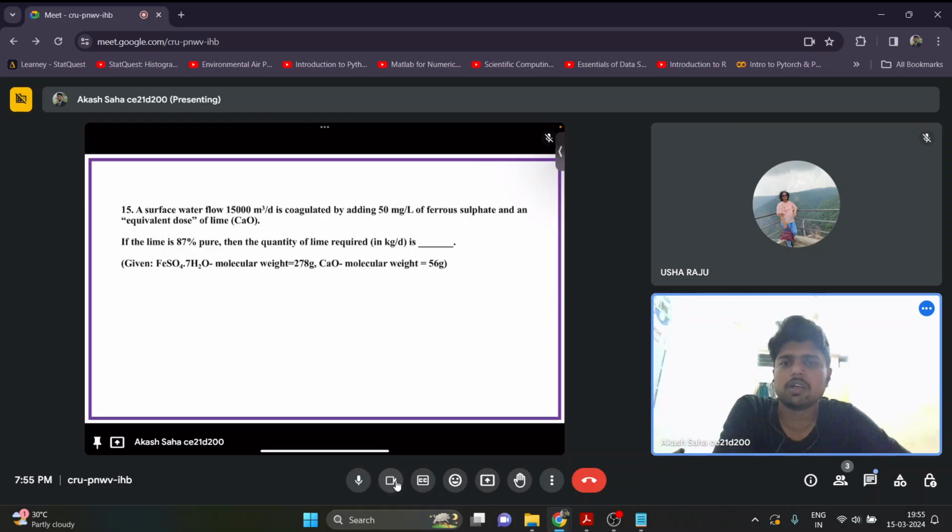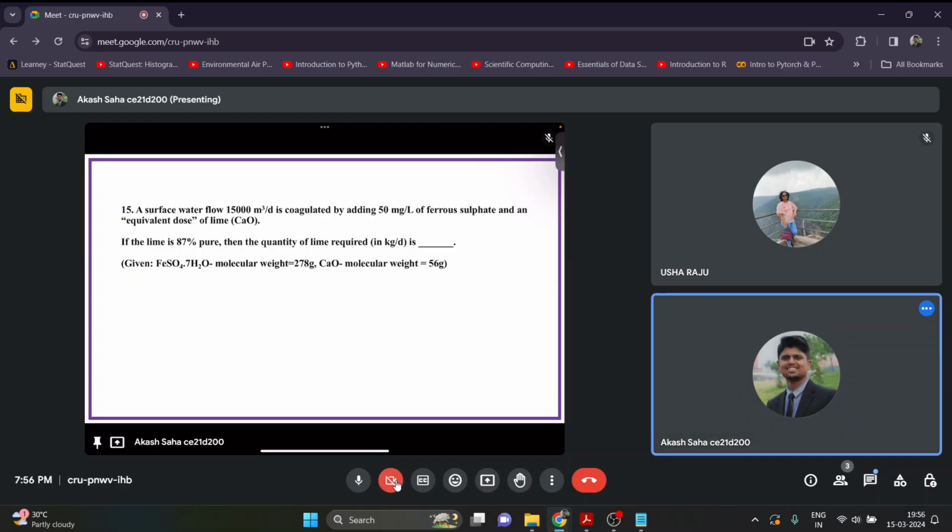Okay, now one more numerical. A surface water flow of 15,000 meter cube per day is coagulated by adding 50 milligram per liter of ferrous sulfate and an equivalent dose of lime. If lime is 87% pure, then find the quantity of lime required. Okay, so how much lime requirement is there? In kg per day, we have to find out. Please note down this problem, we'll see the solution.